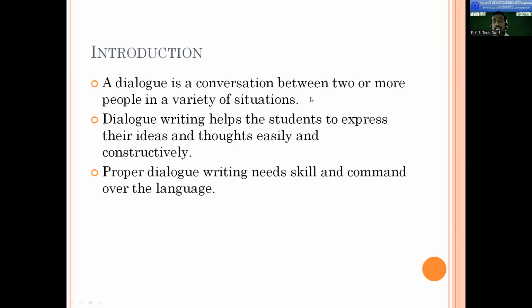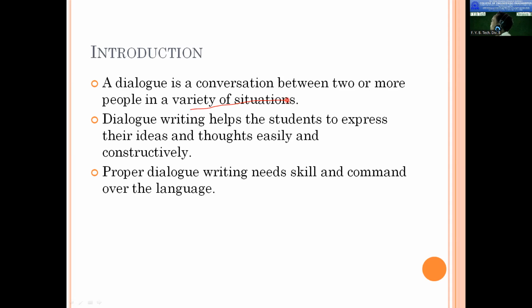So dialogue is a conversation between two or more people in a variety of situations. I just told you, this is a dialogue and that can be minimum two. The meaning of "di" itself is two and "logue" means conversation. So minimum two people are required. You cannot have a dialogue with only one person. If I am alone here and I am speaking, that cannot be a dialogue. So minimum two people are required, and that can be in a variety of day-to-day situations.